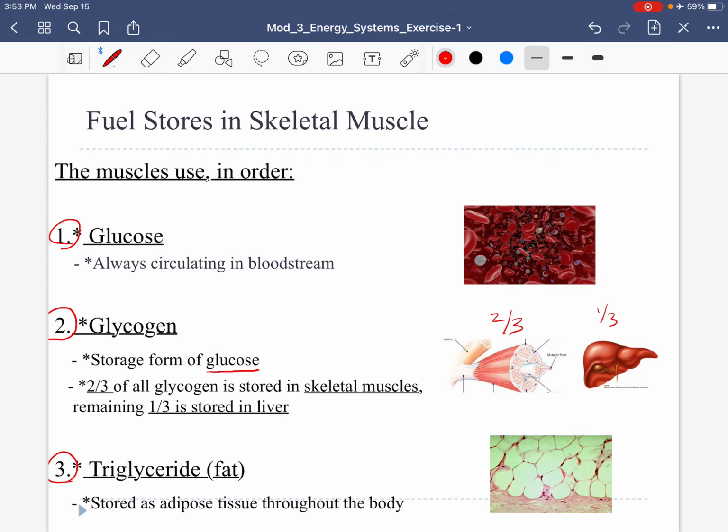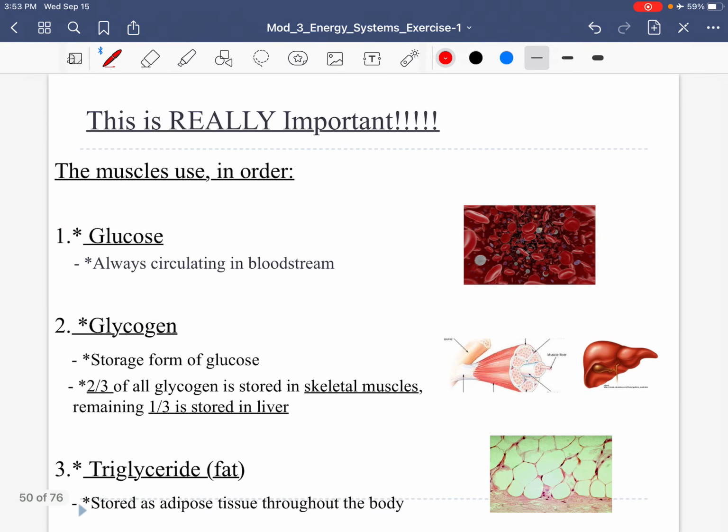Shorter activities, we're going to be burning more glucose and glycogen. As the exercise activity gets longer, we start to burn more fat. Good stuff, everyone. Same slide. I'm just trying to really drive a point home.